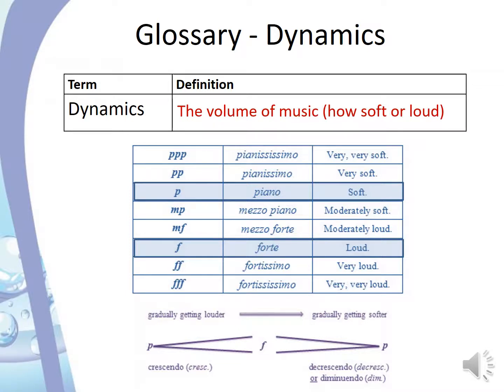These look like elongated hairpins, and as those 2 lines get further apart, my volume would get louder, as is the case with crescendo, or I could gradually get softer as they move closer together, as is the case for a decrescendo, which is also sometimes called a diminuendo or dim for short.